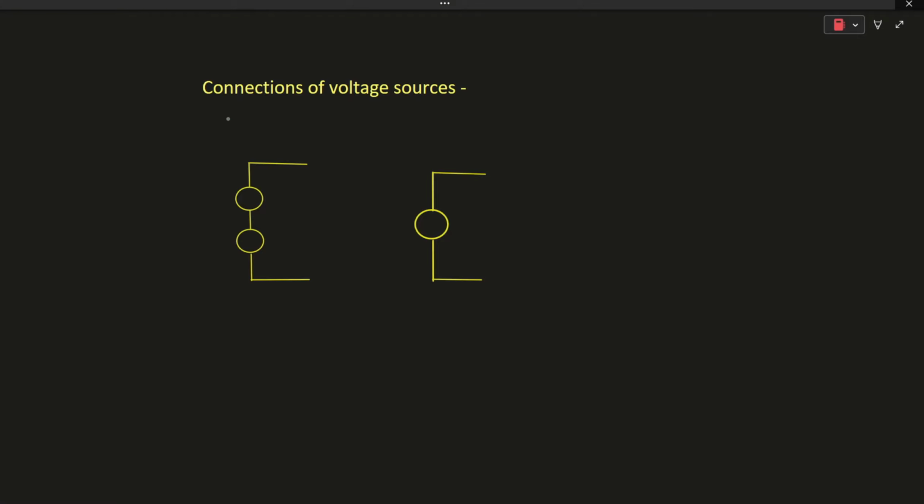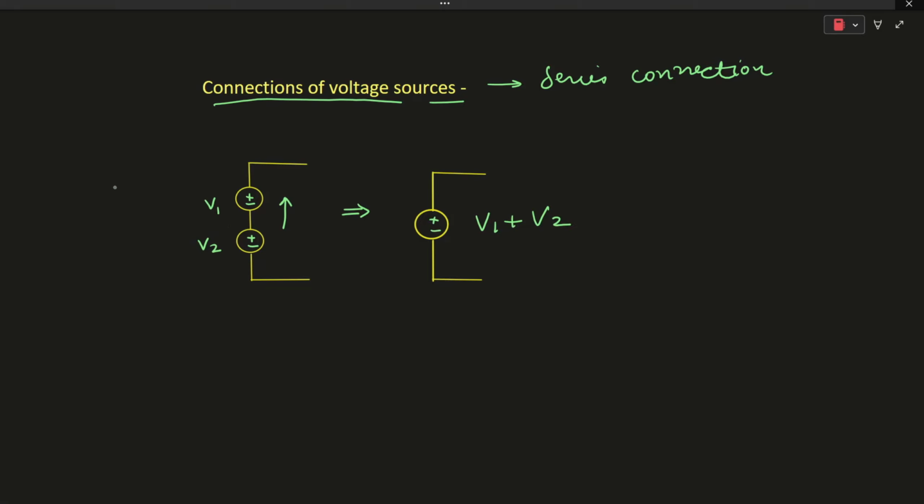The next topic we have is the connections of voltage sources. The first is the series connection. When two voltage sources, let's say this is your V1 and this is your V2, are connected in series with each other, as you can see, the polarities of V1 and V2 are aligned in the same direction. It means that the resultant of these two voltages will be equal to V1 plus V2. This is the first case.